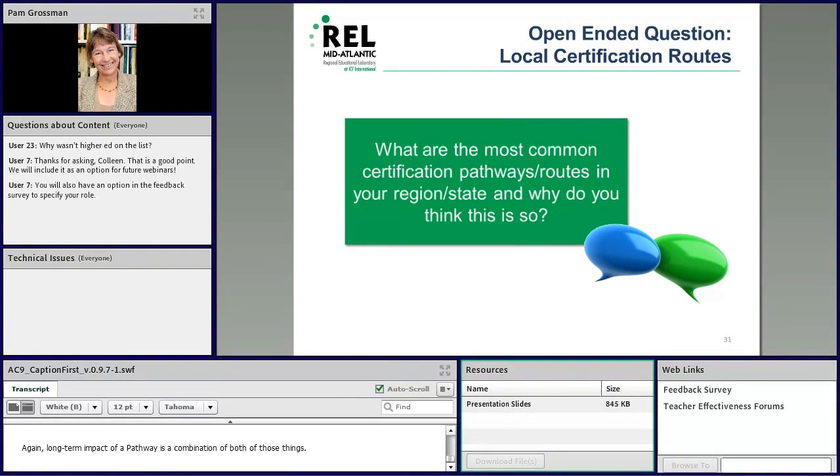So let's stop and have you think for a minute about your own context and respond to the question about the most common certification pathways or routes into teaching in your particular region or state, and then why you think those patterns exist. So take a minute and respond to that question.